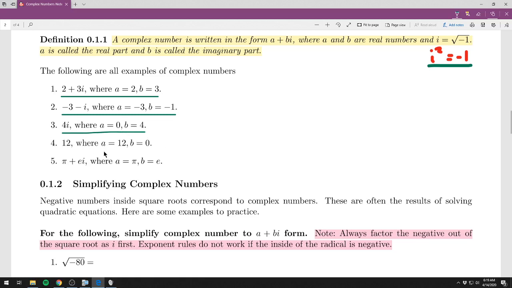The weird thing is that we don't often think about it, but a real number is also a complex number. It's a complex number where the imaginary part is 0. So for example 12 is a complex number with a being 12 and b being 0. We won't necessarily use this very often, but if you're asked a question, is a real number a complex number, like 4 or something? The answer is yes.